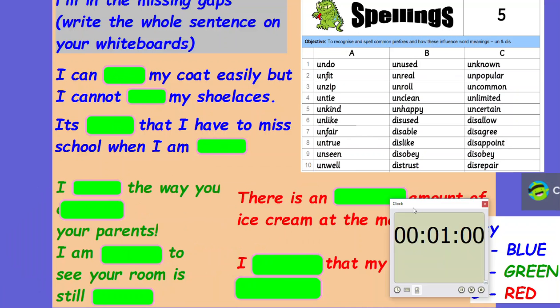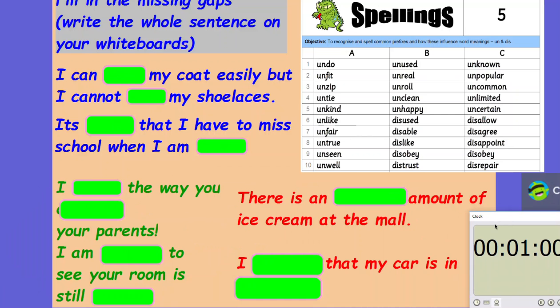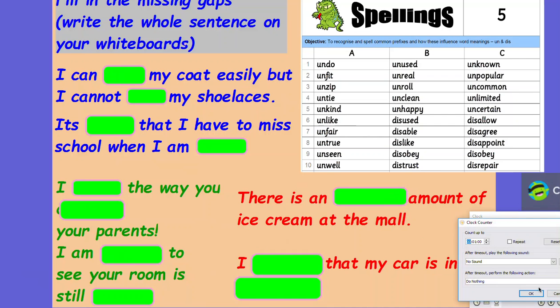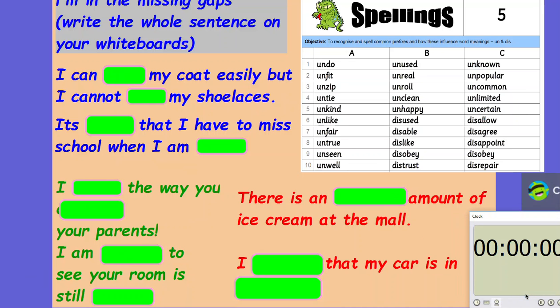So to complete this activity, I'm going to move the clock back over here. I'm going to give you 5 minutes to complete this activity, and I would like to see you write in the actual sentences on your whiteboard. So you all have, let's just pause that, you all have 2 sentences, so you need to write those 2 sentences on your whiteboards with the missing words in. Okay, this is to help you understand the meaning of the words that you need to spell this week. 5 minutes, off you go.